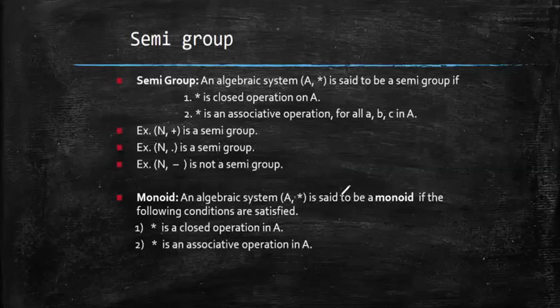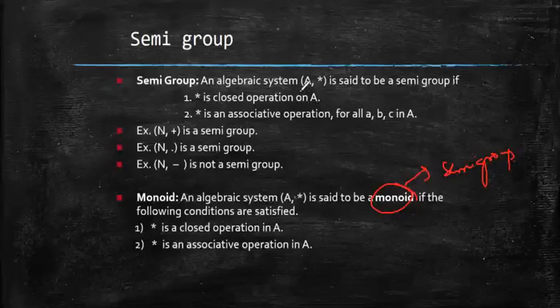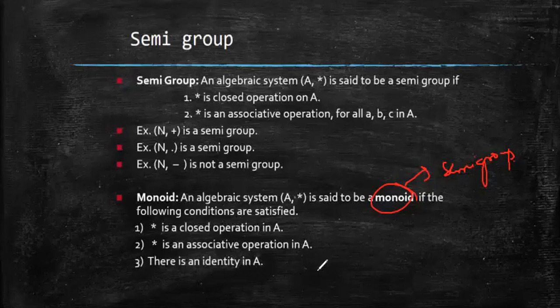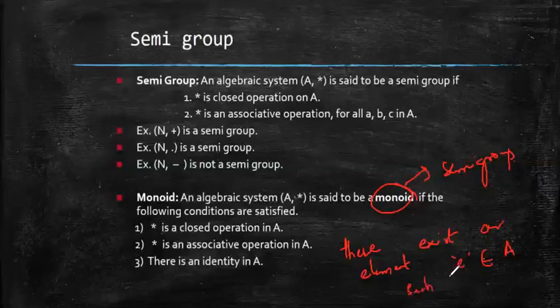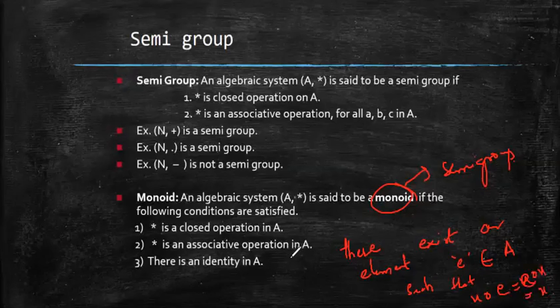So basically this monoid should also be a semi-group, and apart from that it should satisfy one more property. The first two properties of your monoid are the same as a semi-group, so it will be a semi-group. But the third property is that there is an identity in A. So in other words, basically if you have a monoid, it should have an identity element. There exists an element E which belongs to your set A such that X operation E is equal to E operation X is equal to your element X. So your set should have an identity element, then only it can be called a monoid.